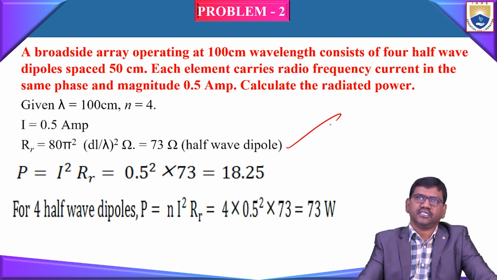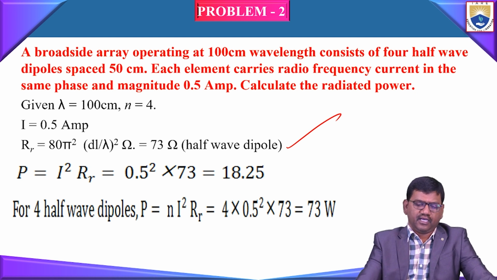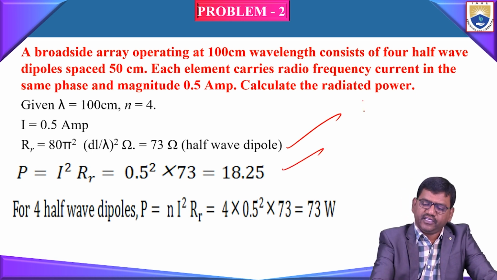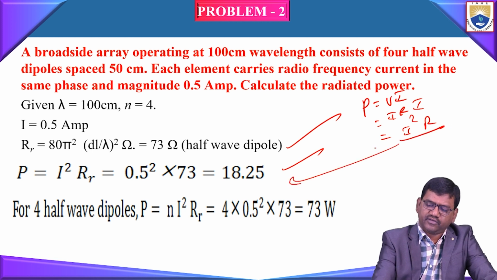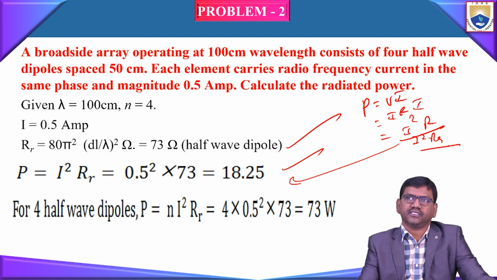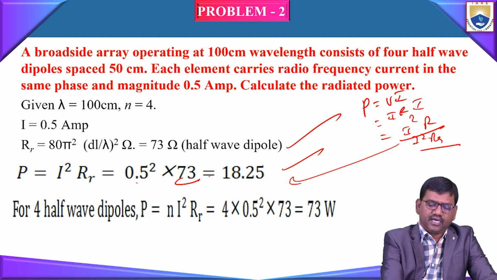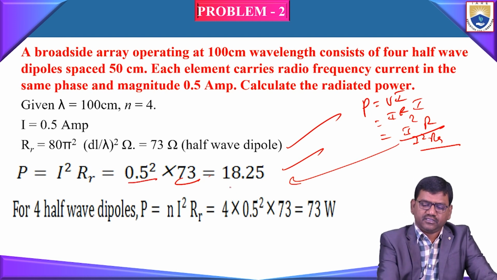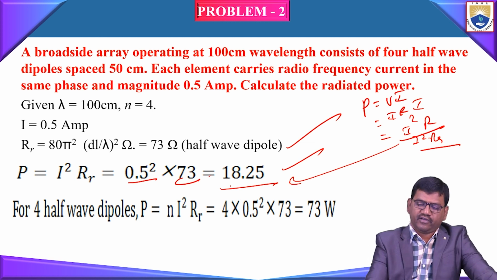We can write directly that the radiation resistance of a half-wave dipole antenna is 73 ohms here. And we know that P is equal to VI. What is V? V is equal to I into R. So this is equal to I square into R. So we can write I square Rr, where Rr is the radiation resistance. The radiation resistance is 73 ohms and I is 0.5. So the power radiated is 18.25 watts here.